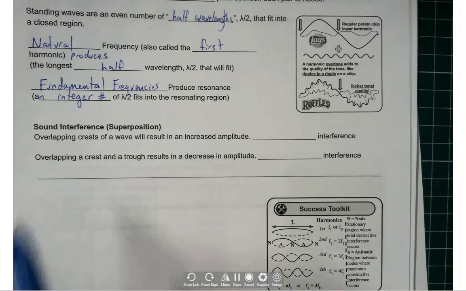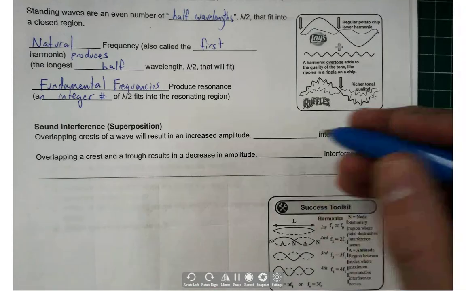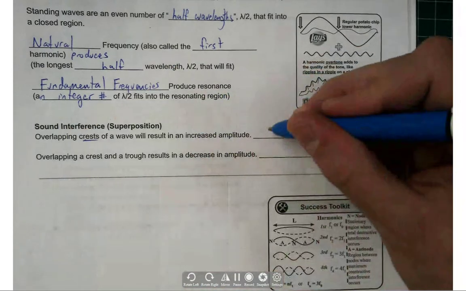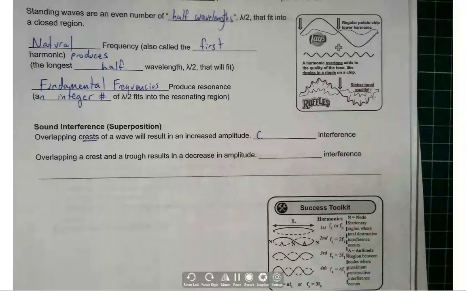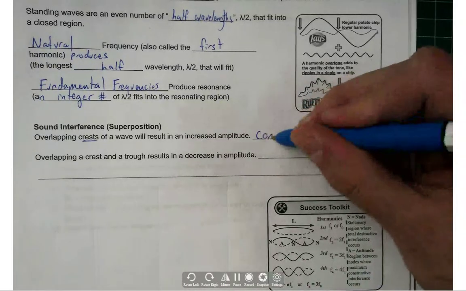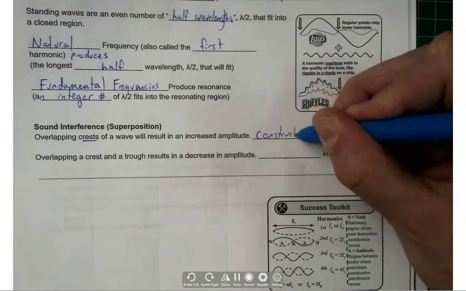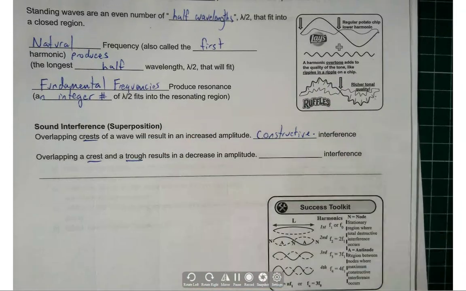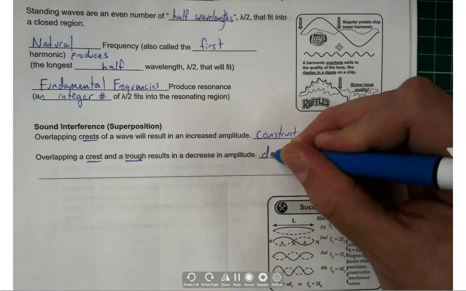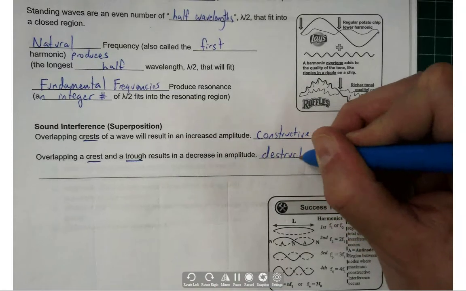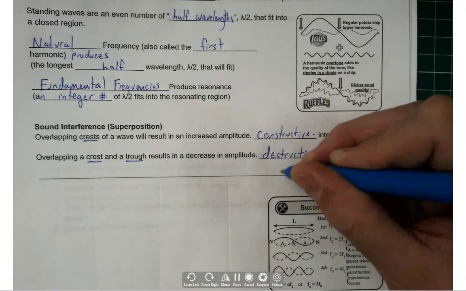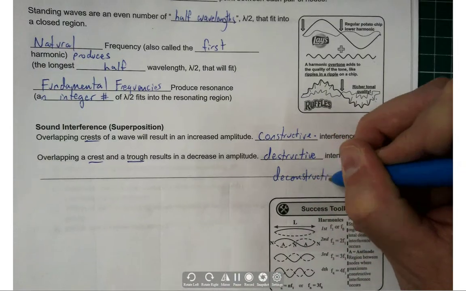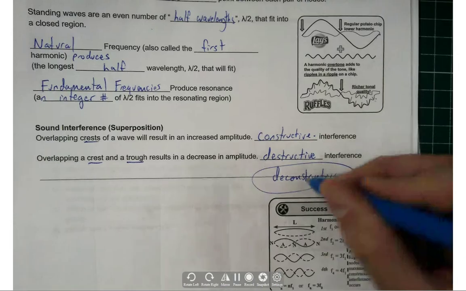All right, so sound interference. Again, just to recap this, when we have crests overlapping with each other, we get, starts with a C, constructive interference. And when we have overlapping crests and troughs, we get destructive. And I'm so glad that nobody said deconstructive, because deconstructive is not what we call this.